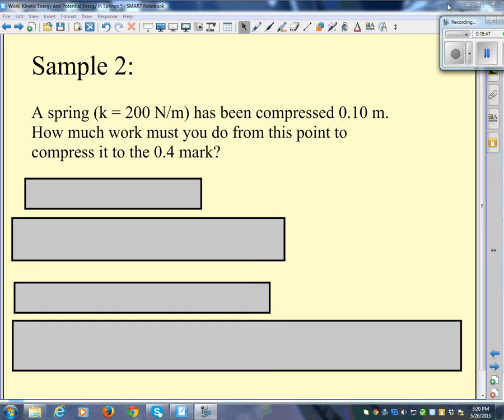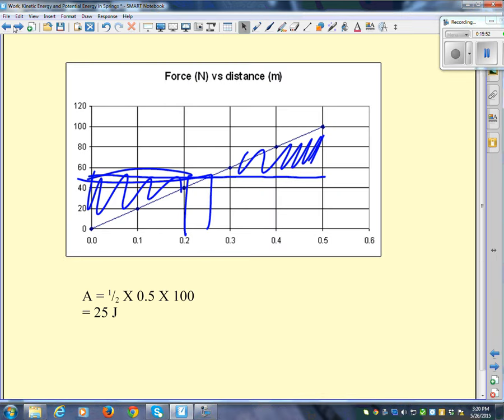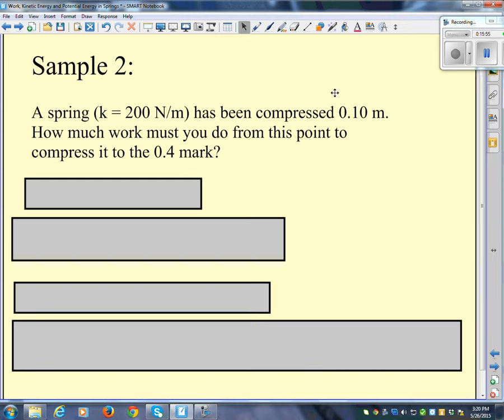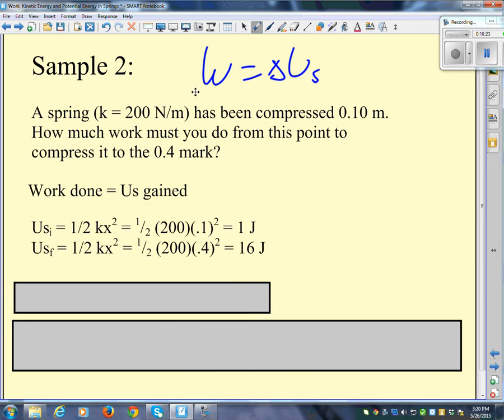I never actually wrote it here. I should put it in here somewhere. But work is the change in potential energy. Like, if it's got zero potential energy, it's just loose, right? And then I stretch it, well, its potential energy is the change. What if it's already got some, and then I stretch it more? Well, that's what it's asking. The work done is the potential spring energy gained, right? So how much does it have to begin with?